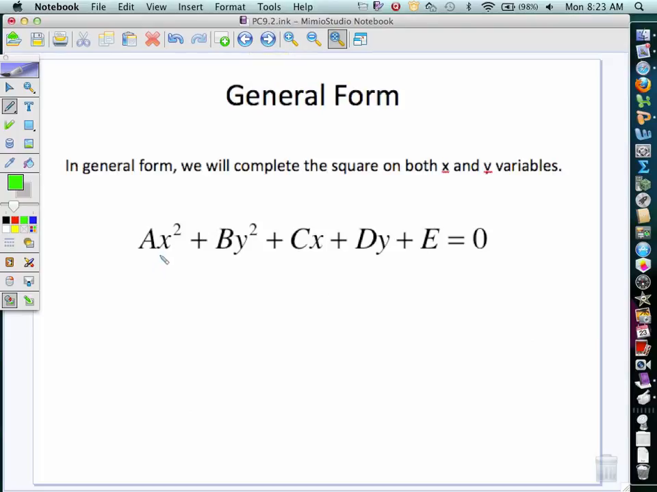All right, here's the actual equation for it then. In general form, ax squared plus by squared plus cx plus dy plus e is 0. We have both x's and y's being squared.